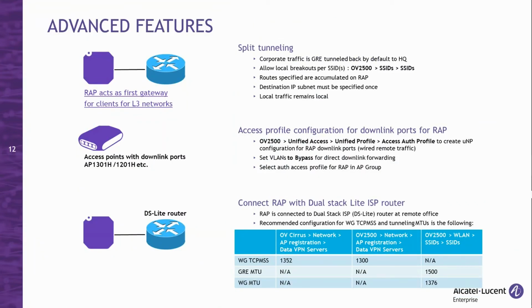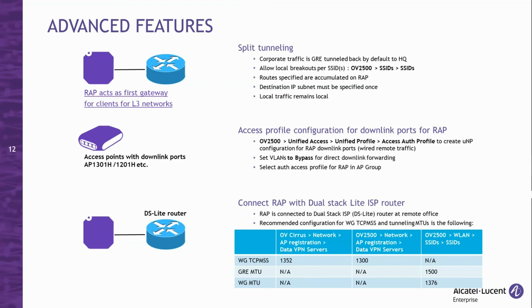New RAP features in AWOS 404. Split tunneling: the local routes at the remote site are defined on an SSID basis, and all routes are aggregated in the RAP. The RAP acts as a gateway for the client traffic, and any specific routing must be requested to the IT. For Stellar RAP access points that need to manage downlink ports at the remote site, a UNP configuration is defined in OV2500 and assigned to each port of the RAP. All corporate VLANs transit in bypass mode on downlink ports for the remote wired traffic.